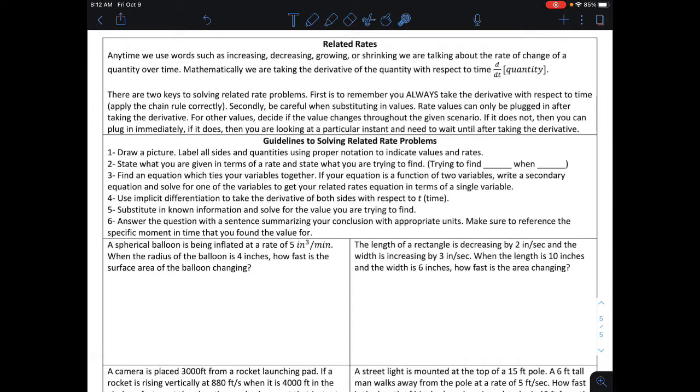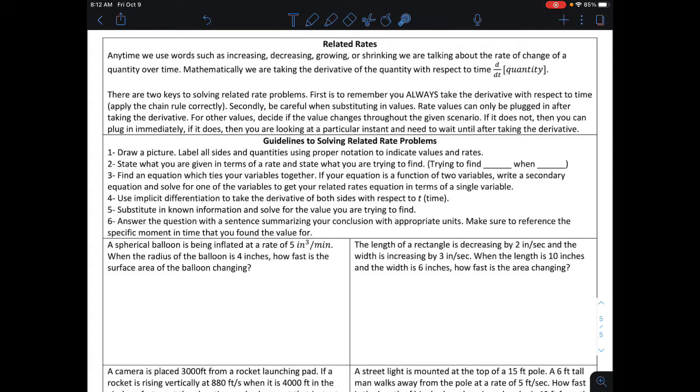Now, there are two key parts to solving related rate problems. The first is to remember you're always taking the derivative of something with respect to time. And when I'm doing that, I'm going to have to apply the chain rule correctly. Another way to think of it is you're using the implicit differentiation technique.